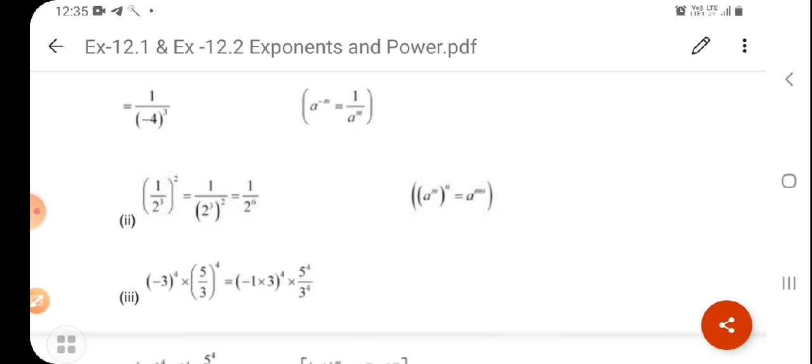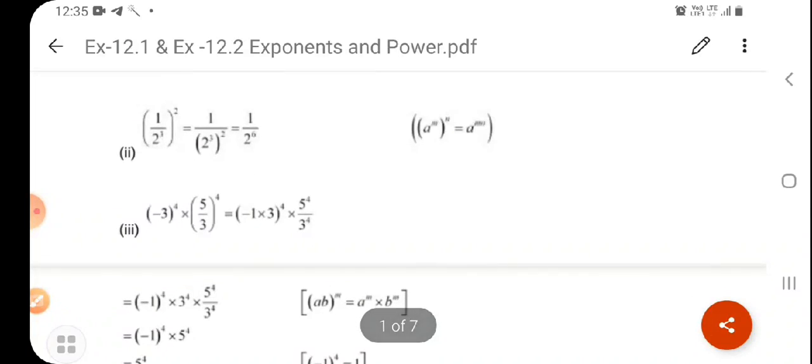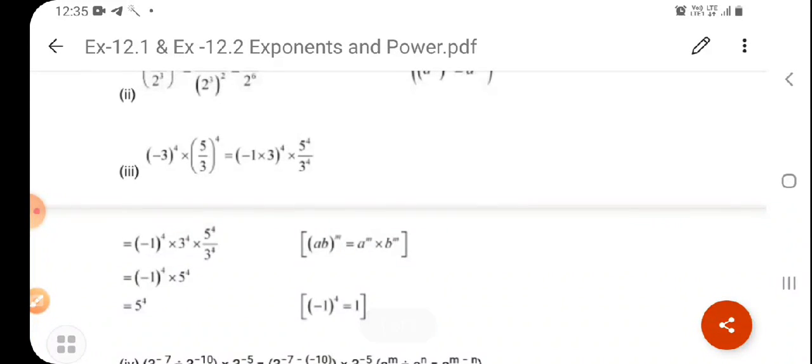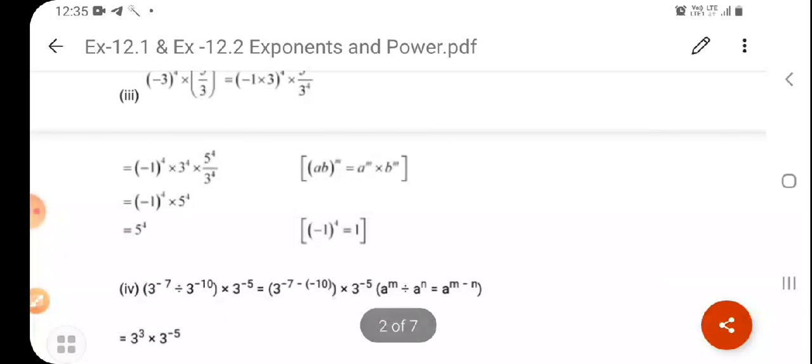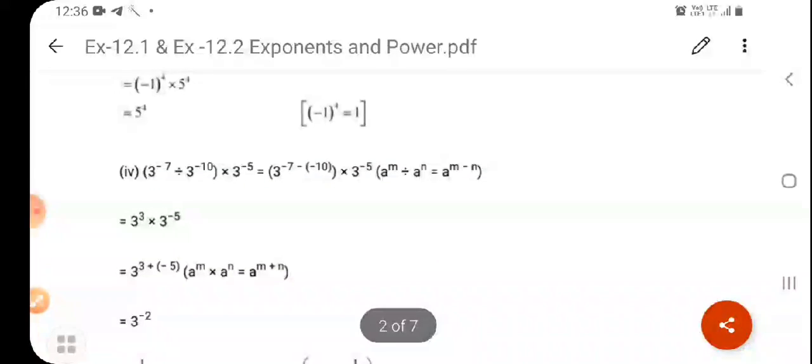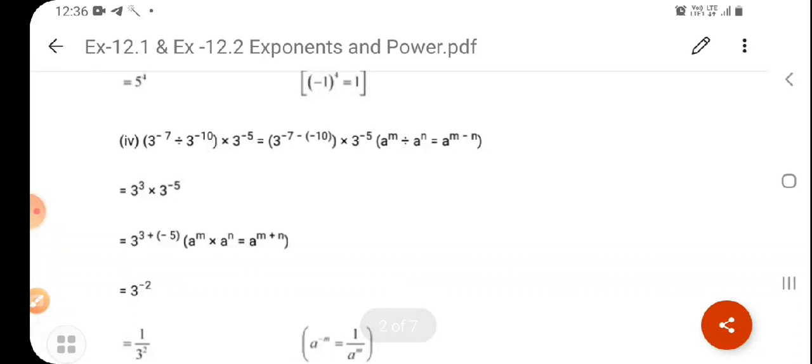In the third part, minus 3 to the power 4 and 5 upon 3 to the power 4. Here the power is the same, 4, but the numbers are different, so we'll take the common. Minus 1 to the power 4, we have here taken common. Then 3 to the power 4 is multiplied by 5 to the power 4 and 3 to the power 4. So 3 to the power 4 and 3 to the power 4 get cancelled, and we'll get 5 to the power 4.